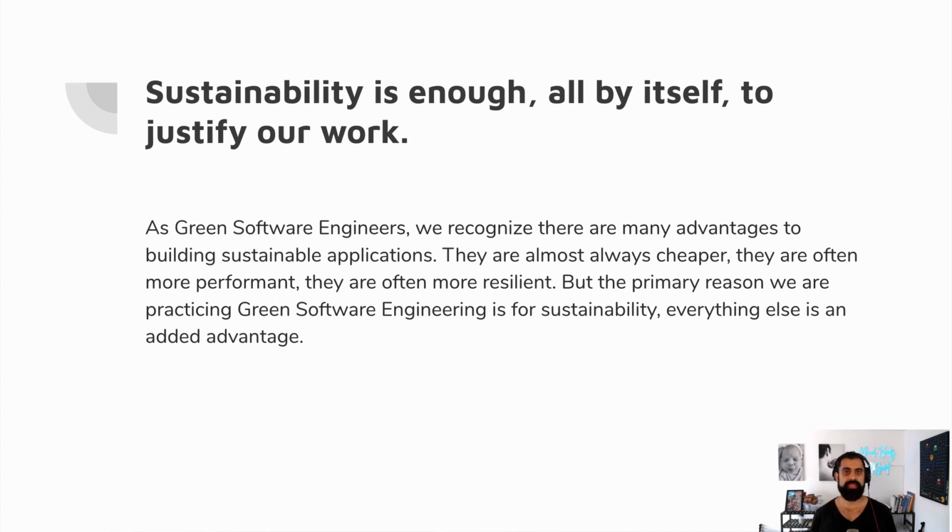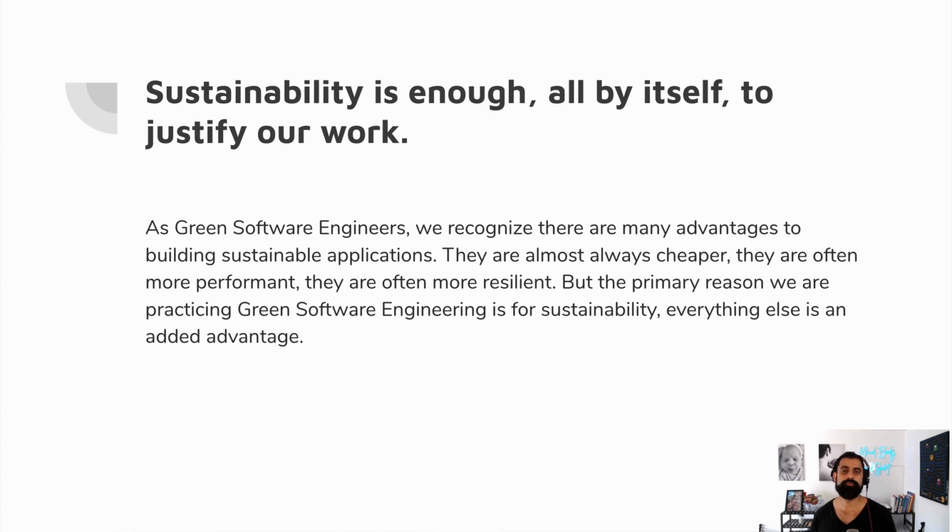But oftentimes what we may end up doing is arguing to build more sustainable applications just on those merits. So we'll never actually use the word sustainability. We'll never use the word green. We'll just always say, look, this is cheaper, we should do it. Oh, look, this is faster, let's just do the faster way. And I agree, when you make those kinds of arguments, you win the battle, but you lose the war.